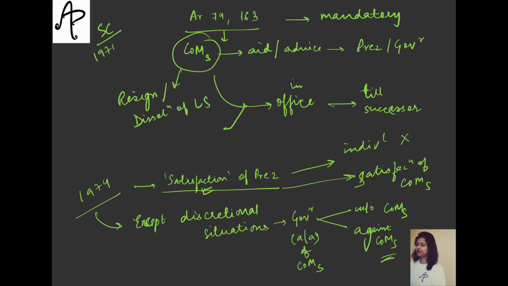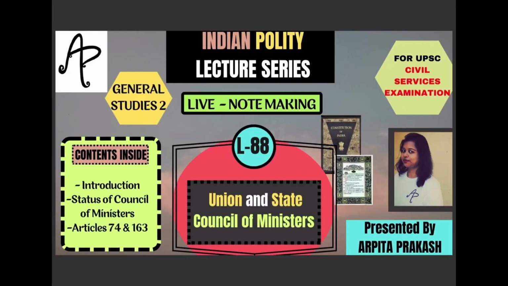So these are all the details related to the introduction of the Council of Ministers, the status which is given in Article 74 and 163. In the next video, we'll continue with the next pointers wherein we'll see the other provisions with respect to the Council of Ministers.